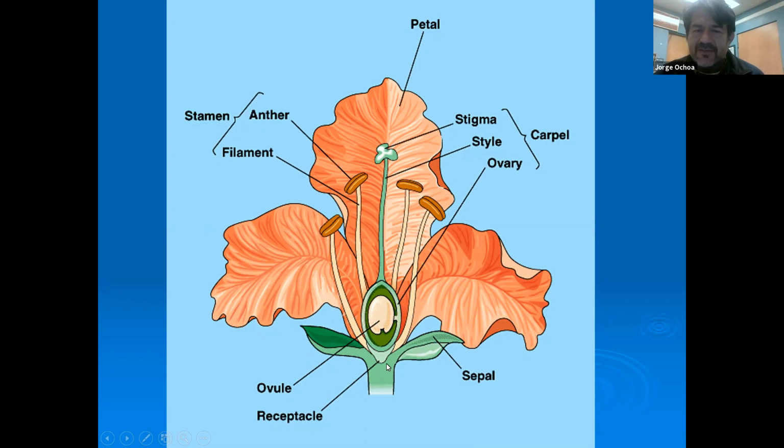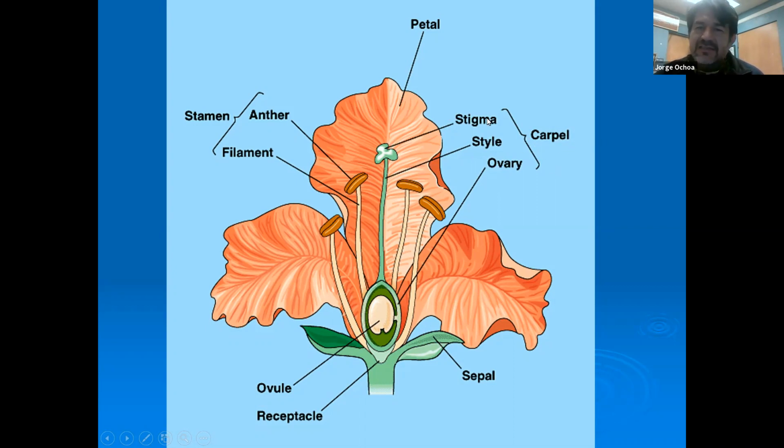So for example, there's going to be a receptacle that's going to give rise to the flower parts. There's going to be sepals that are going to be modified leaves that will have a very important job of protecting the flower when it's in the bud stage. Later on, depending on what flower it is, those may play some kind of role in attracting pollinators. And then above that, we have the petals that are usually going to be kind of colorful. They can also play a role in attracting pollinators, or they can also serve as a landing platform for those pollinators.